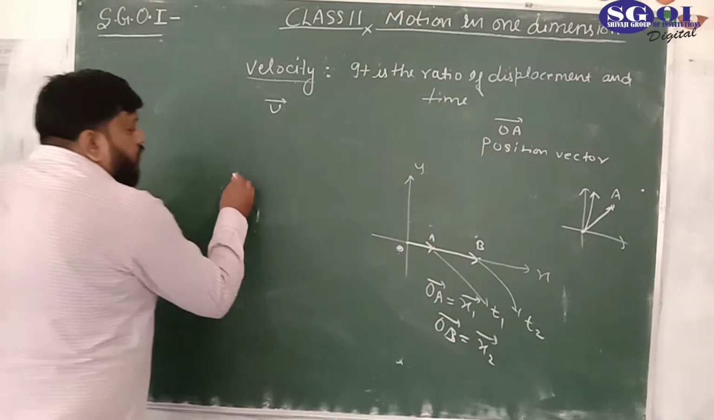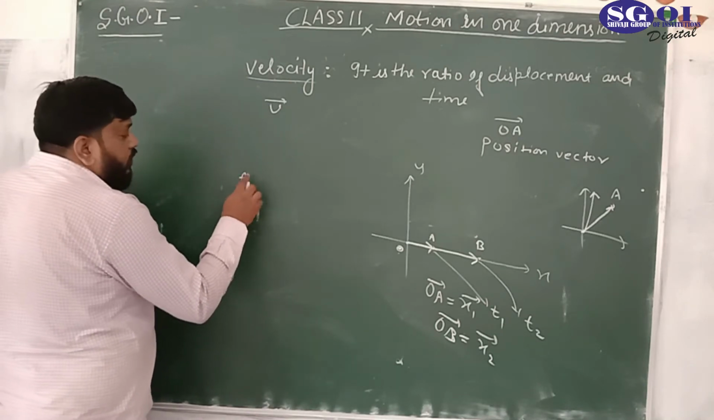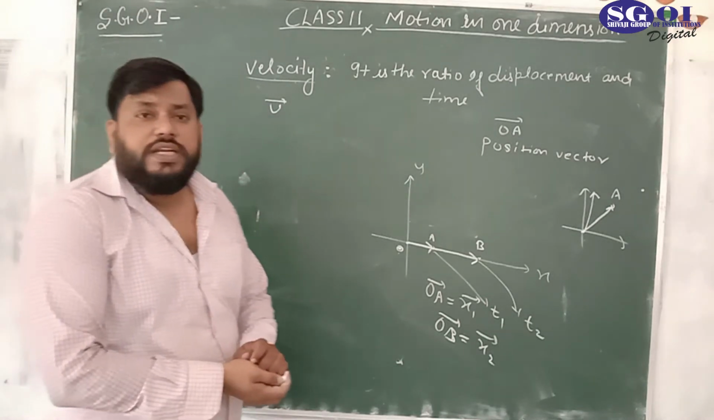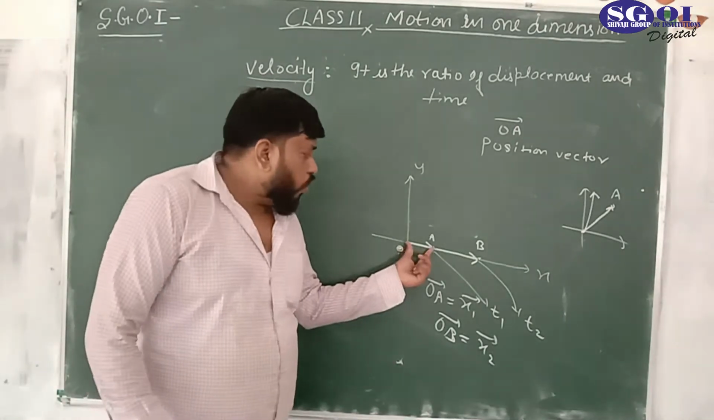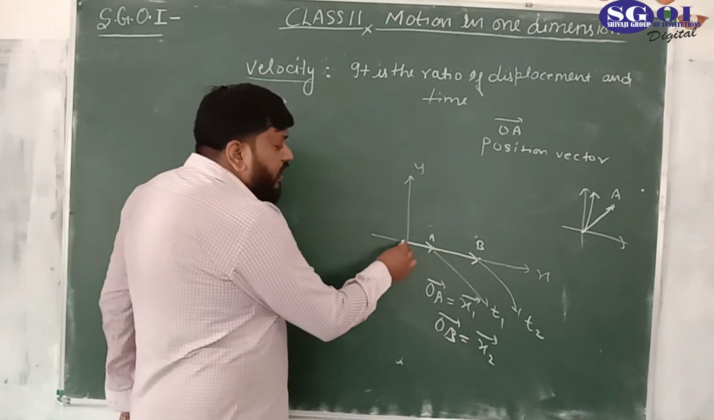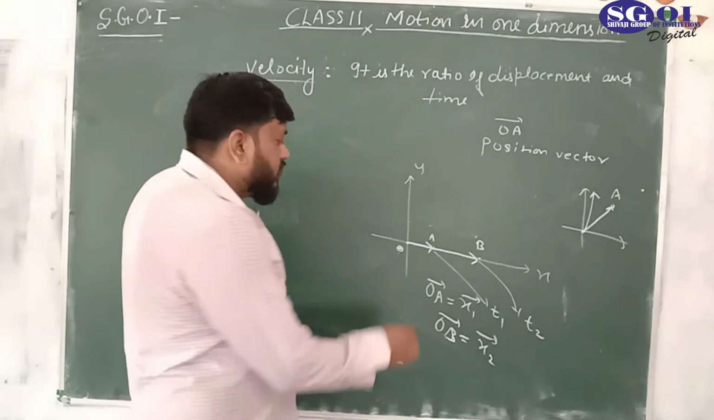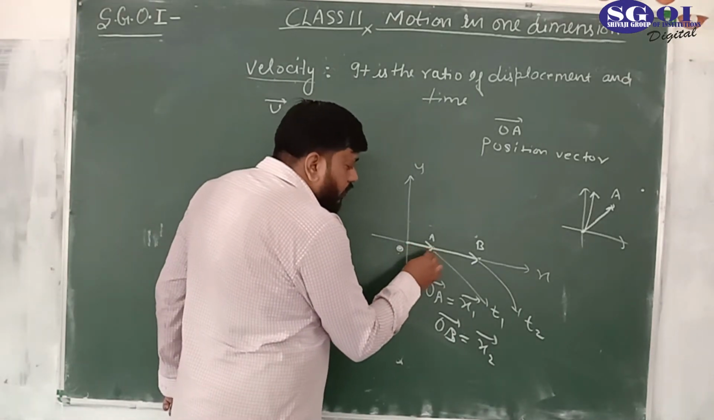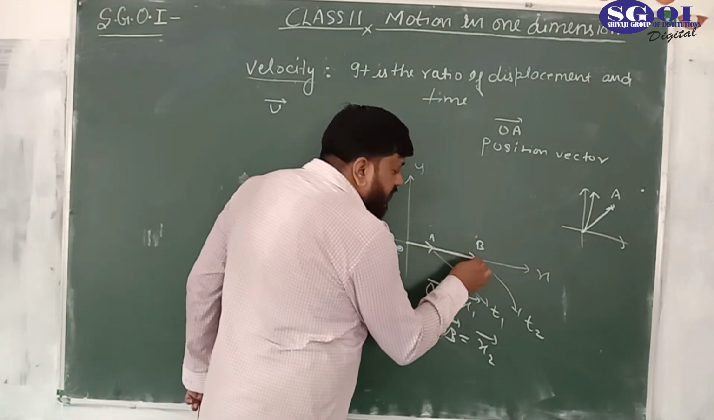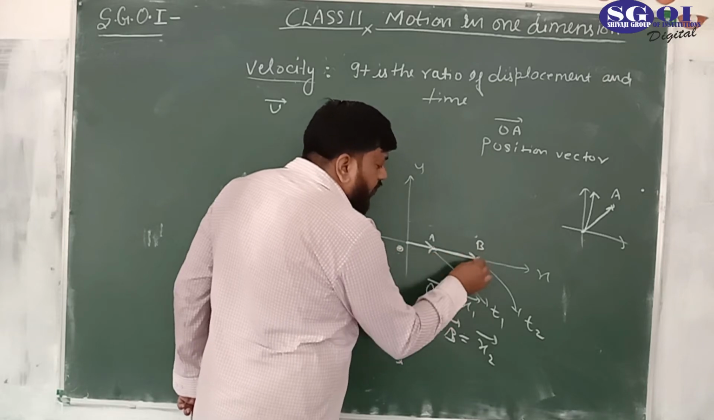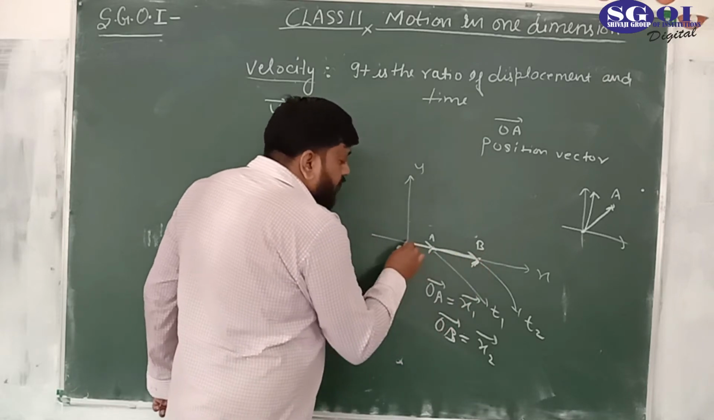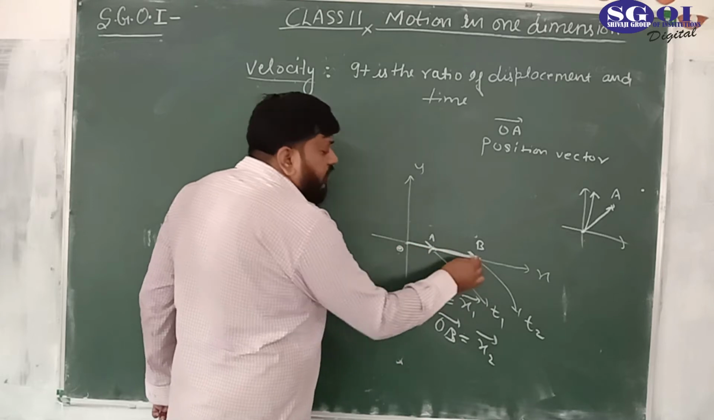Now AB vector. According to the vector addition concept, OA vector plus AB vector, when we move in the direction of the vector, suppose this is OA vector and we are taking this as AB vector. From here to here this is AB vector, and from here to here this is the position vector.